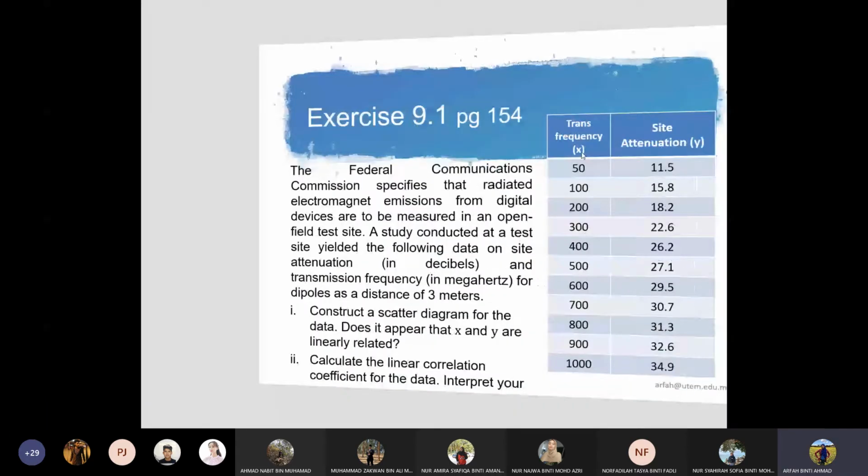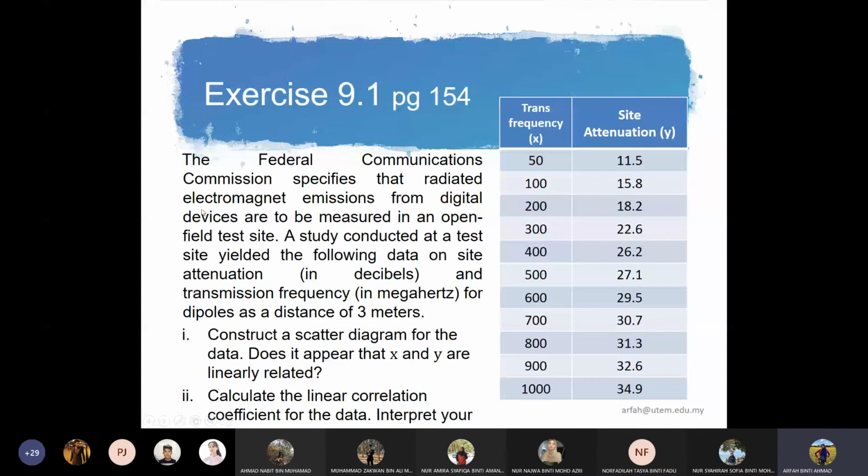So the Federal Communication Commission specifies that radiated electromagnetic emission from digital devices are to be measured in an open field test site. So a study conducted at a test site yield the following data: on-site attenuation in decibels and transmission frequency in megahertz for dipoles at a distance of 3 meters. Okay. So maksudnya dia nak tengok radiated electromagnetic emission ni daripada satu device yang dia buat test dekat open site.